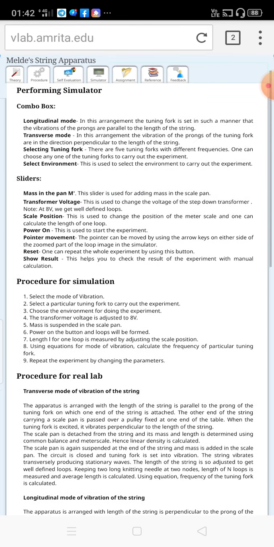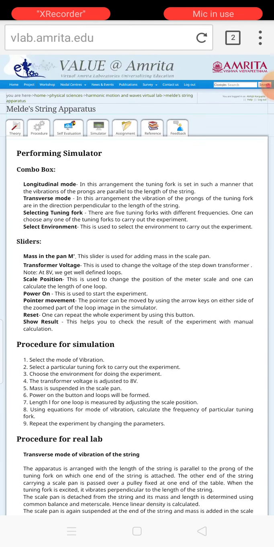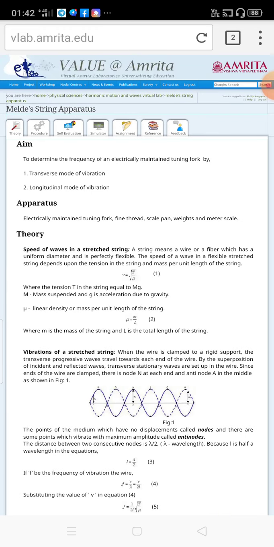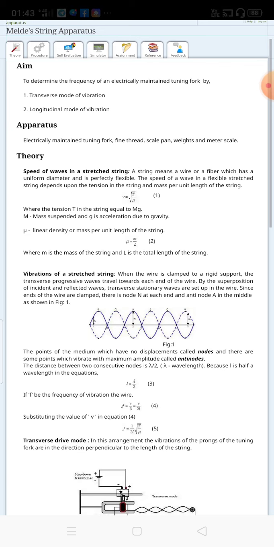Again I am coming back to the theory portion once for your knowledge, that is the theory of the work. What is your aim? To determine the frequency of an electrically maintained tuning fork by two processes: number one, transverse mode of vibration, number two, longitudinal mode of vibration. And the apparatus used are electrically maintained tuning fork, fine thread, scale pan, weight and meter scale. And the theory is clearly mentioned.